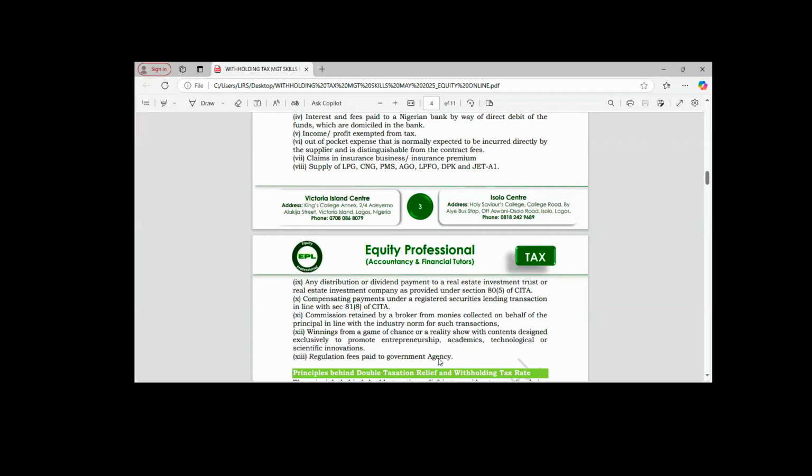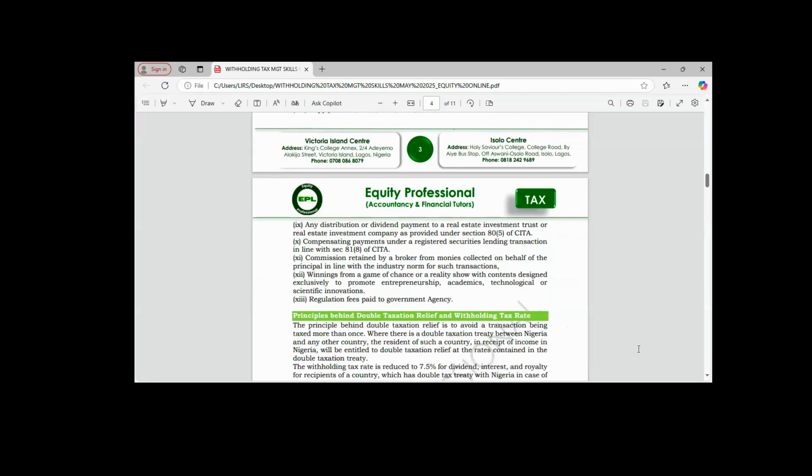Then we also have winnings from a game of chance or reality show with content designed exclusively to promote entrepreneurship, academic, technological, or scientific innovation. So you are also not subject to withholding tax. Please, you also need regulatory fees paid to government. Maybe you are paying money to SEC, to CBN as a bank. All those regulatory fees are not going to be subject to any form of withholding tax. Also, when you receive your salary, it is also not subject to withholding tax. Please, as you know the transactions that are liable, all those transactions that are exempted, you also need to know those transactions as well.